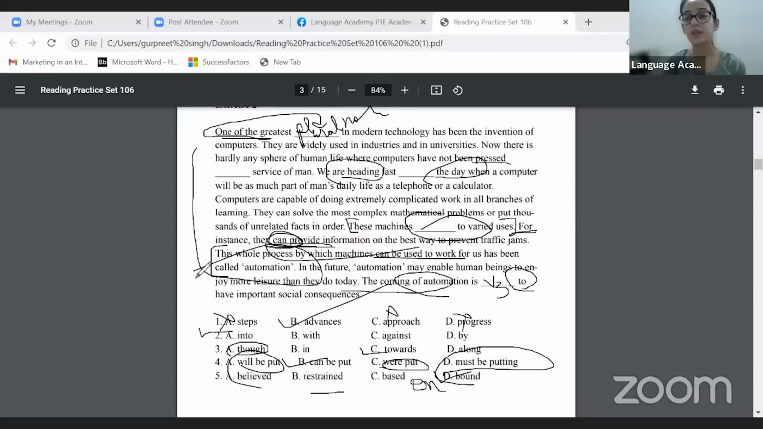Any confusion, anybody? Harpal, what is the meaning of "pressed by"? "By" means service of man is doing the work. Service of man is pressing computers. What sense does it make? Service of man is pressing computers. So go through the concept of active and passive once. You are not clear with active and passive. That will help you.